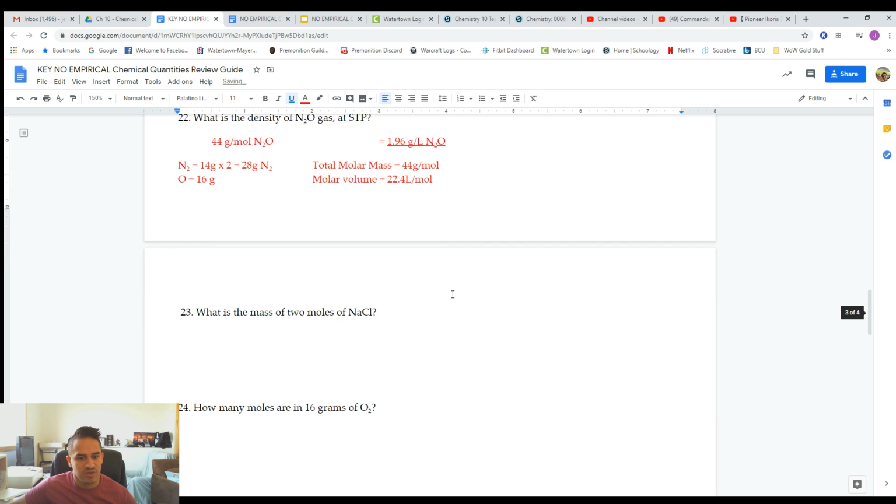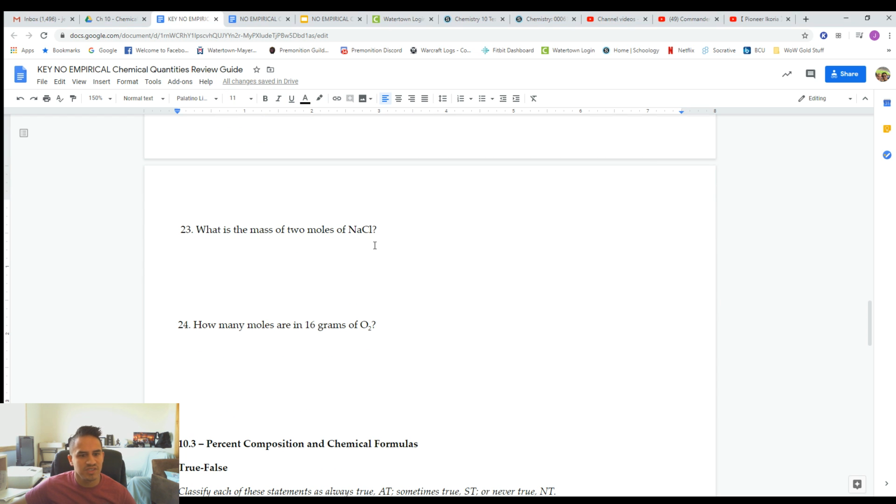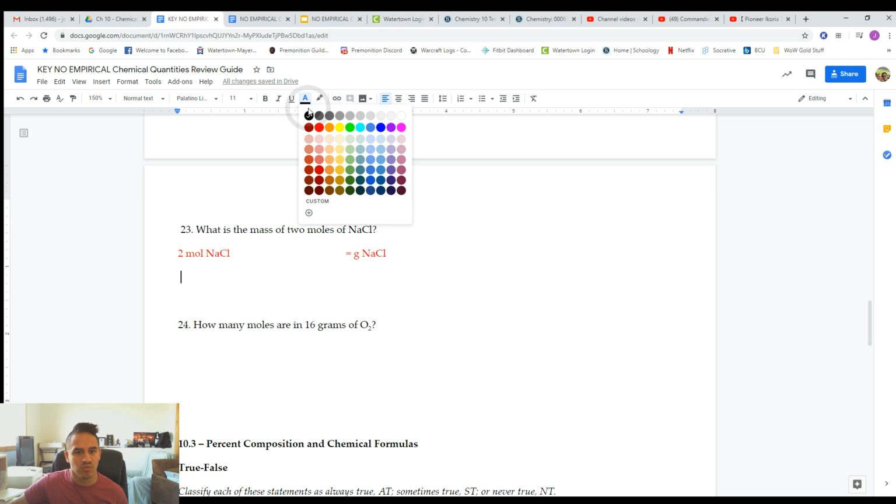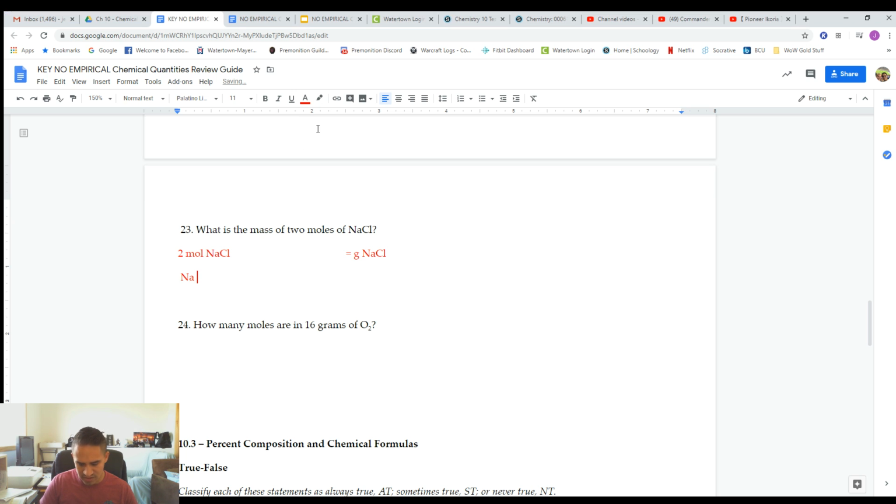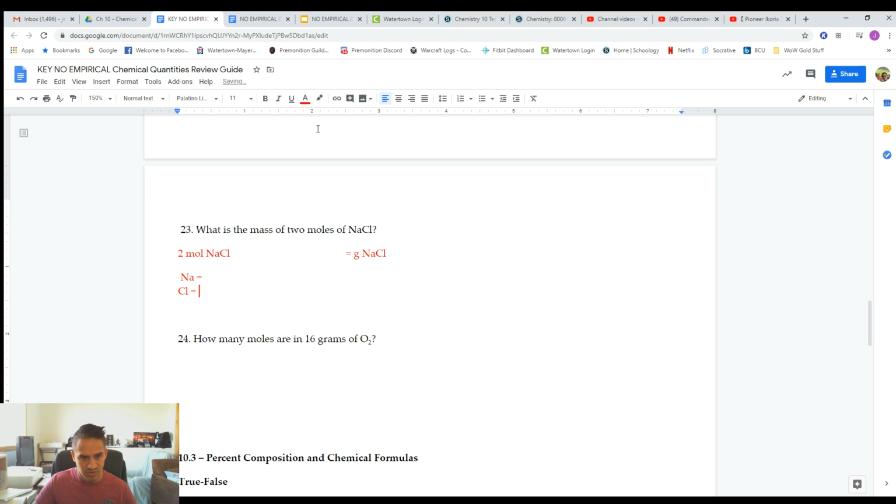All right, moving on to problem number 23. What is the mass of 2 moles of NaCl? So in this problem, they're telling us that we have 2 moles of NaCl, and they want us to convert this into grams of NaCl because they're asking for a mass. If we're going from moles to grams, we're going to need to know molar mass. So we'll have to calculate this from the periodic table. So the mass of sodium, the mass of chlorine.